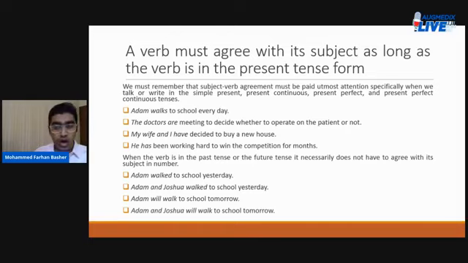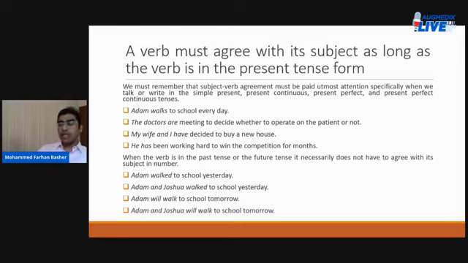So all these sentences are in the present tense, and you can see that in each of these sentences, the subject and the verb are agreeing with each other. Like in the very first one, Adam, a singular subject, is agreeing with a singular verb, which is walks. Adam walks. In the second example, the doctors are. In the third example, my wife and I have. In this sentence, you have he, which is, of course, a singular pronoun, and the verb has is also singular in form, right? So he has been working hard to win the competition for months.